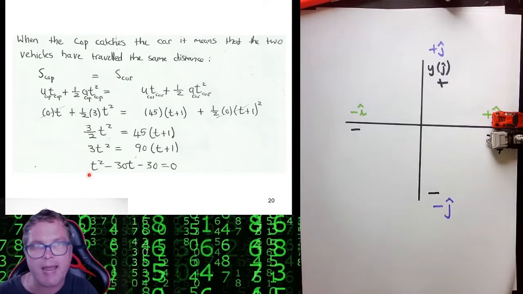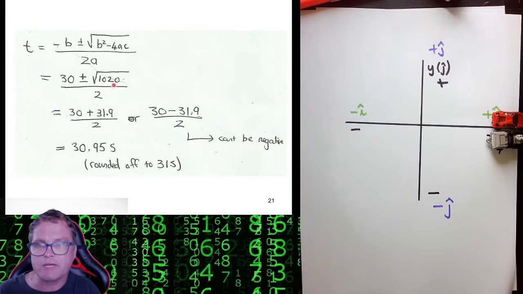So for us, a is going to be 1, b is going to be minus 30, and c is also going to be minus 30. So we substitute in for the values of a, b, and c, and then we get 30 plus minus the square root of 102 over 2. When we simplify this further, we come out with two different answers.